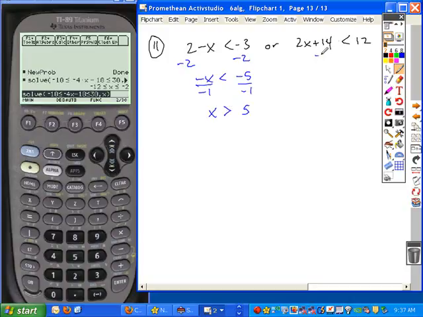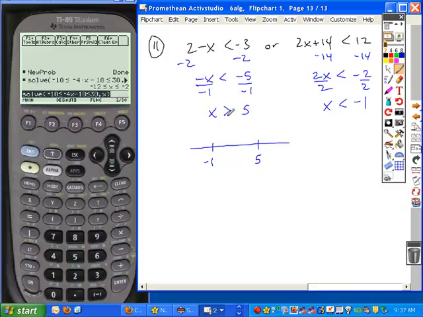The other one, again, same thing. If you work to isolate your variable, subtract 14 from both sides, and then divide both sides by 2 to completely isolate. And so you get x is greater than 5, or x is less than -1. So when you write this, again, if you're looking at the graph of it, you have a critical point at 5, and you have a critical point at -1.